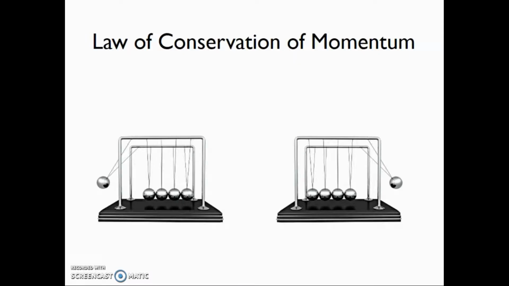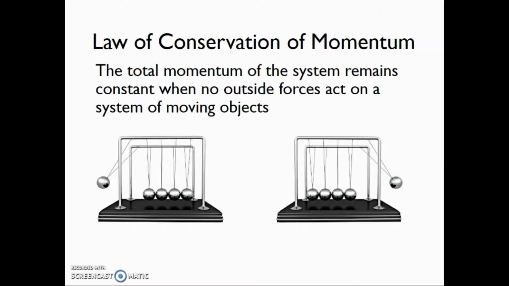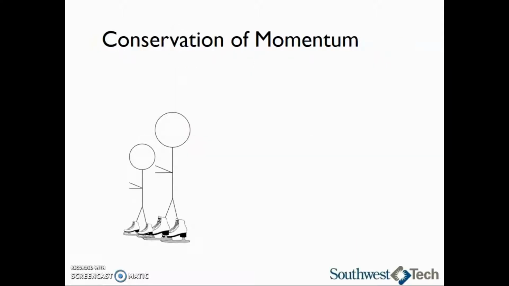In this fourth lecture video on momentum and collisions, we're going to discuss conservation of momentum. The law of conservation of momentum states that the total momentum of a system remains constant when no outside forces act on a system of moving objects. In other words, as long as there aren't any outside forces acting on a system, the total momentum of that system remains constant. Let's take a conceptual look at conservation of momentum.